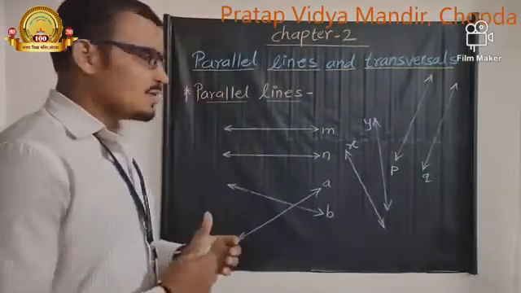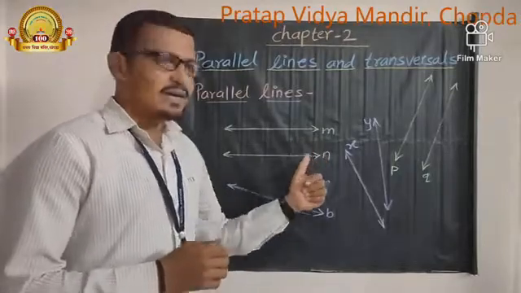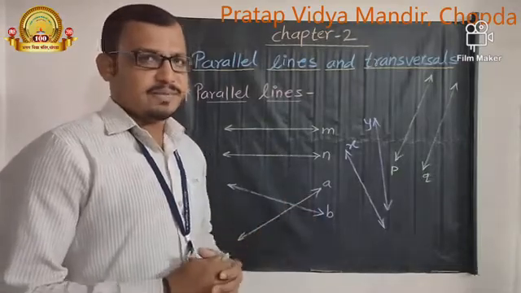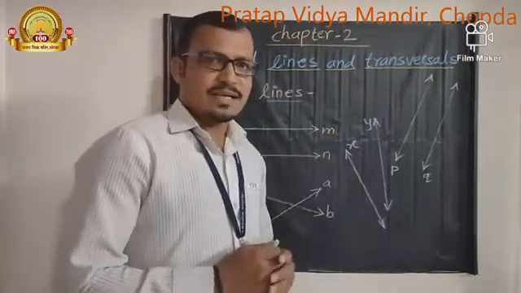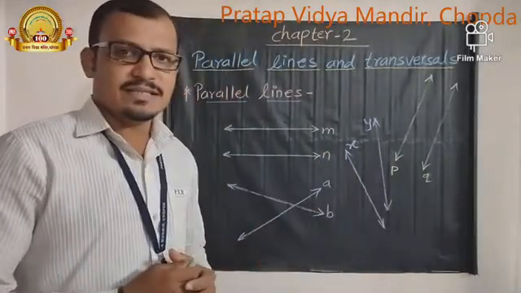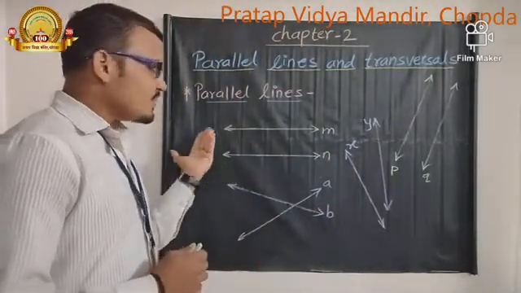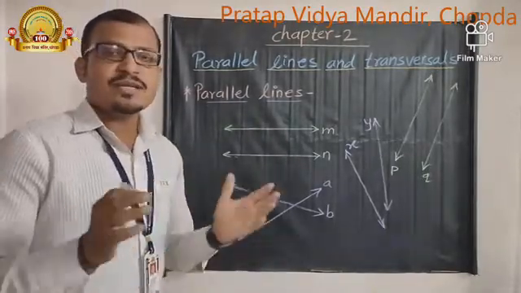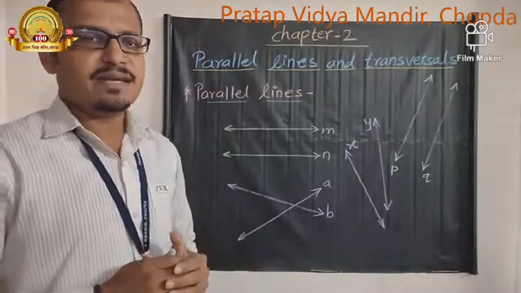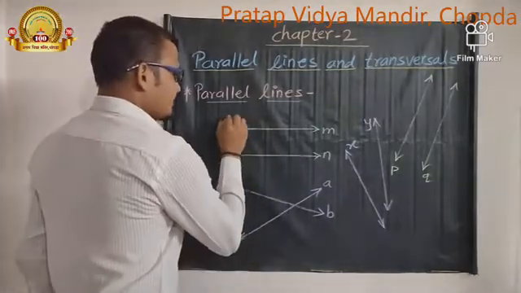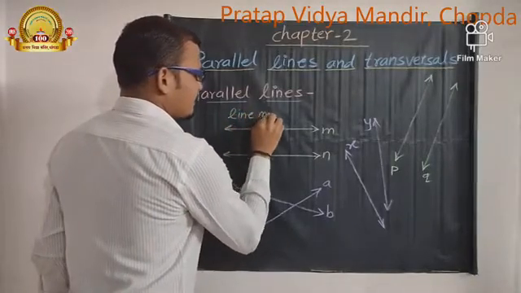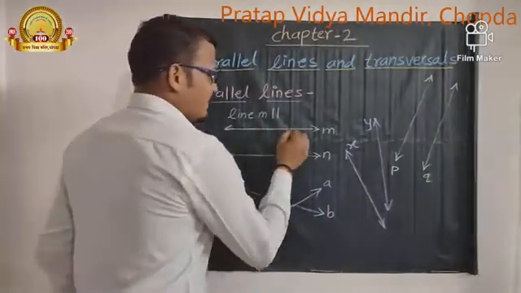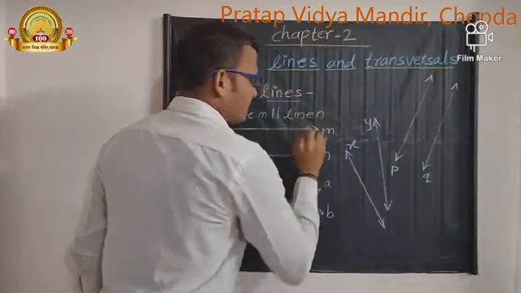For example, suppose we take two lines, line M and line N. Here clearly line M and line N do not intersect each other. If we extend these lines on this side, then also they do not intersect each other, and if we extend these lines on this side, then also they do not intersect each other. So such lines which do not intersect each other are called parallel lines, and we write it as line M parallel to line N. This is the symbol of parallel lines.